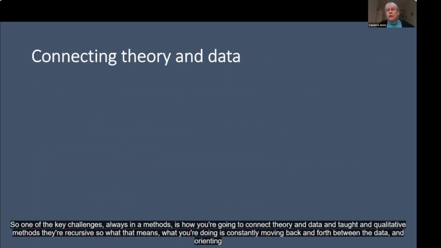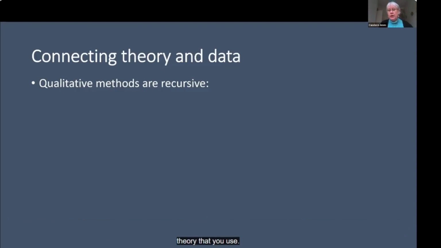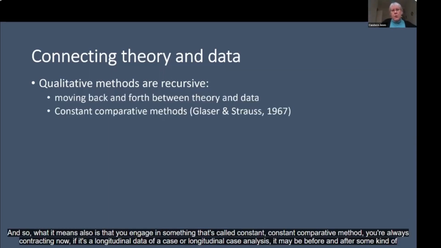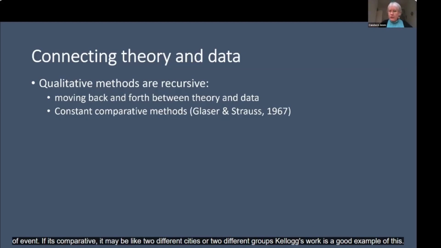So one of the key challenges always in methods is how you're going to connect theory and data. In qualitative methods, they're recursive. That means you're constantly moving back and forth between the data and the orienting theory that you use. And so you engage in something called constant comparative method. You're always contrasting. If it's longitudinal data of a case or a longitudinal case analysis, it may be before and after some kind of event. If it's comparative, it may be two different cities or two different groups.